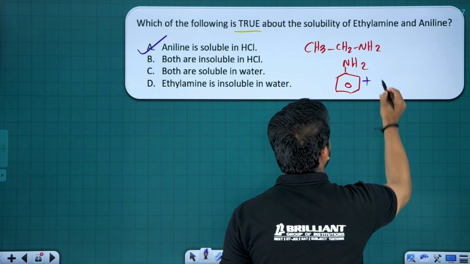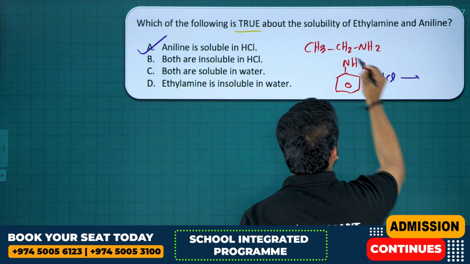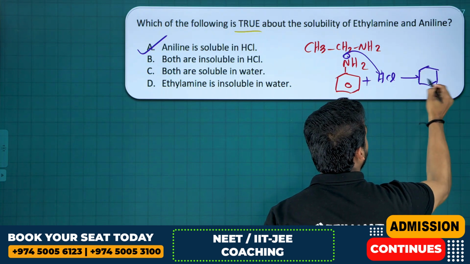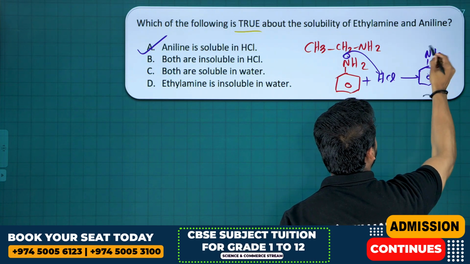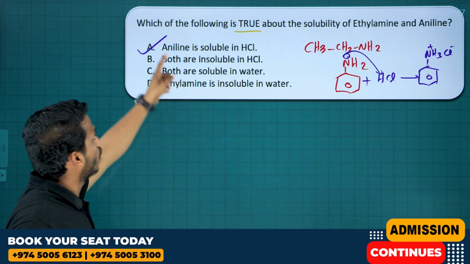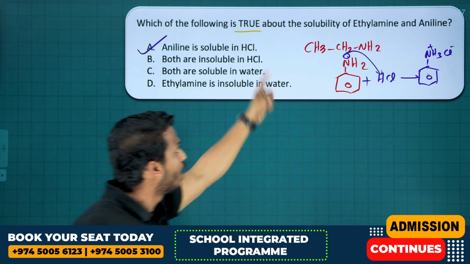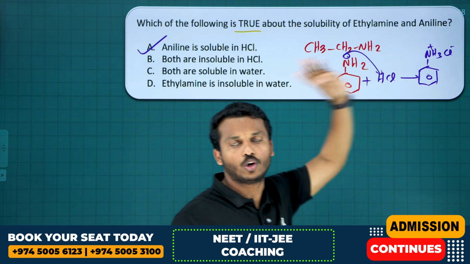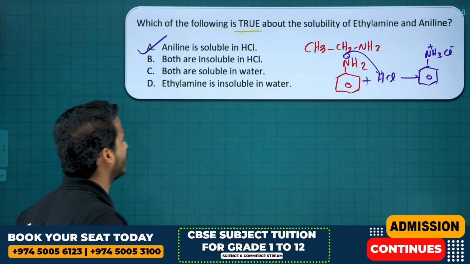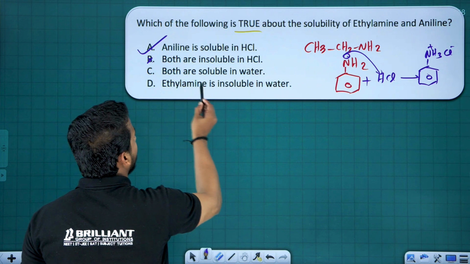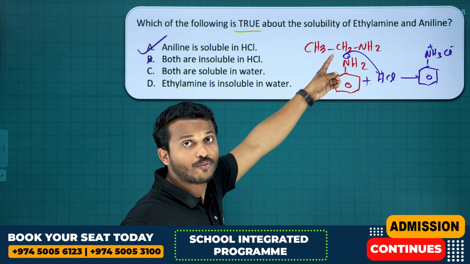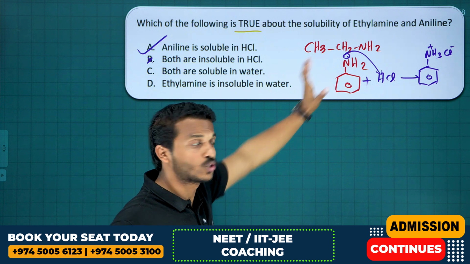So what happens if you treat it with HCl, dear? Aniline takes this H plus and forms the anilinium ion, which is soluble. So aniline is soluble in HCl because aniline reacts with HCl to form a soluble salt. Both are insoluble in HCl? No. Both are soluble in water? Aniline is not soluble, but aliphatic amines, the lower amines, are soluble in water.